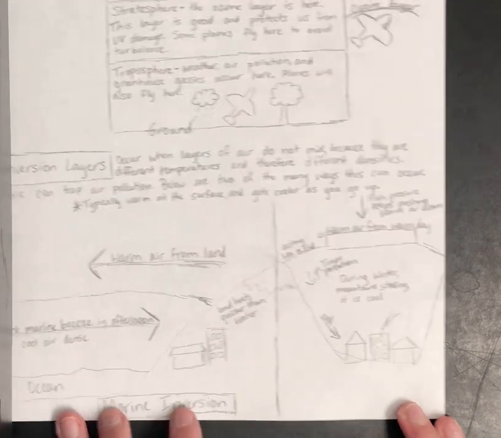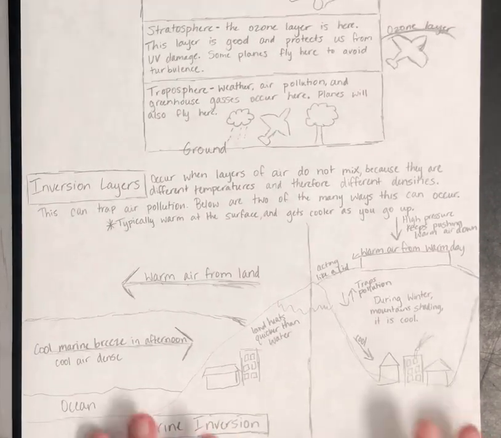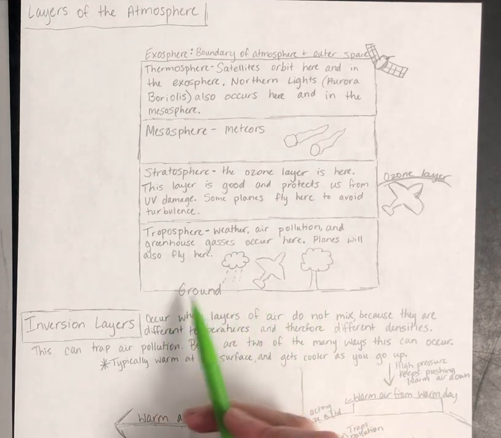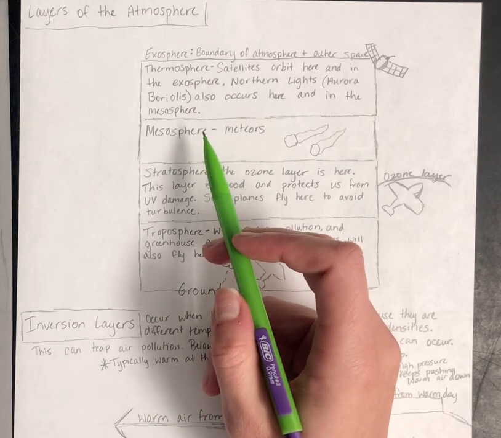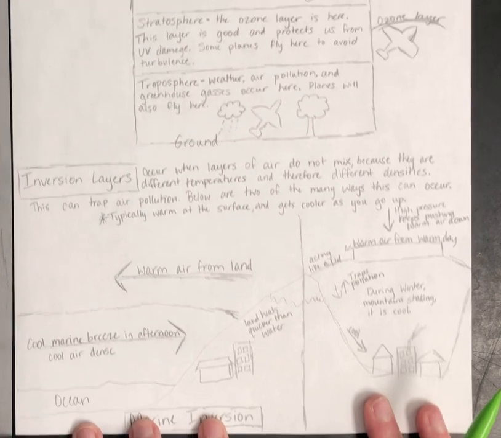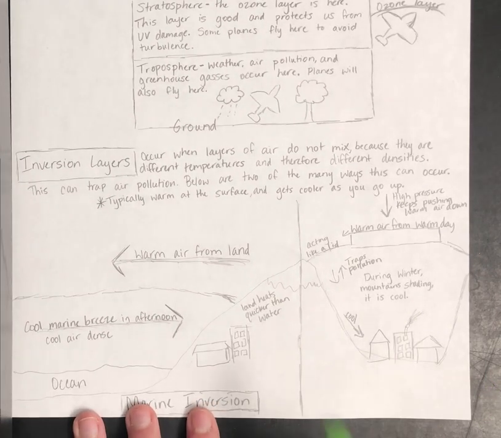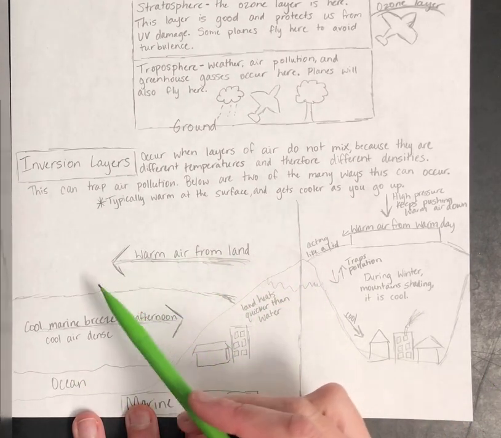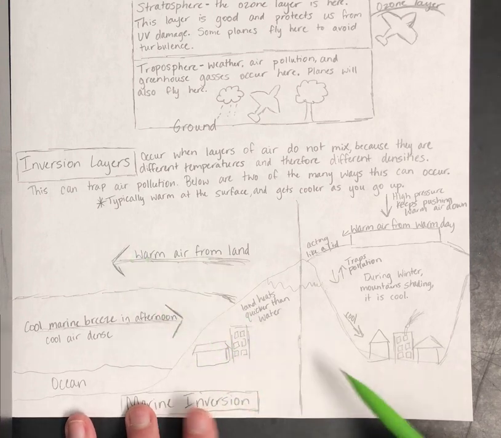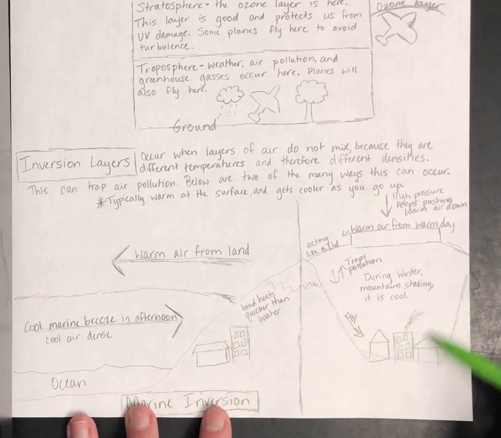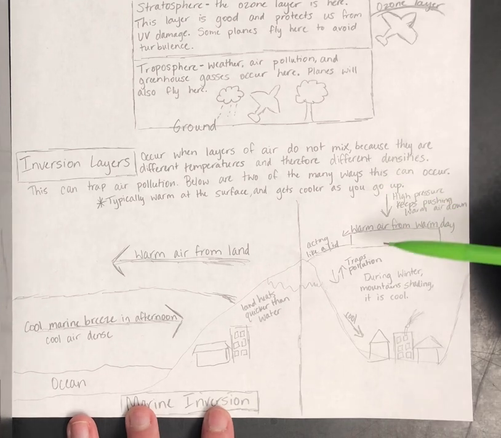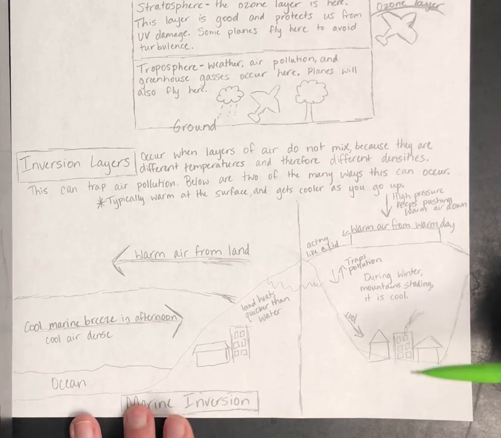So again, the reason these are called inversions is because typically we're warm at the ground, cooler as we go up. But in some circumstances, these are two examples. So the cool breeze coming, warm air coming on top, it's an inversion, and down in a valley where it's cool, and then we have a warm day come and push that cool air and keep it down in here.